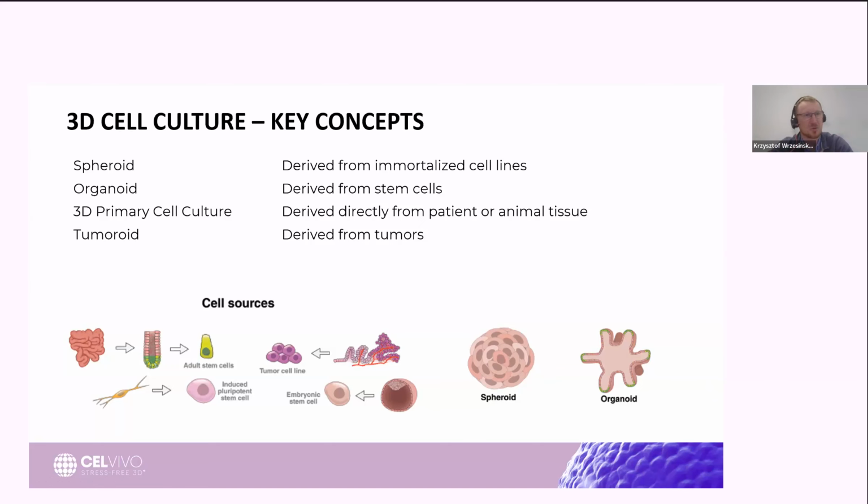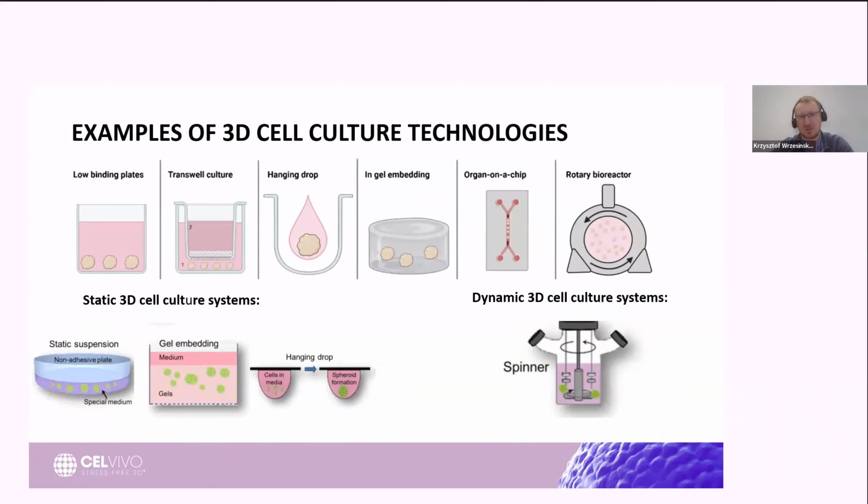But we can also create another type of division, and this one is based on the technology we use to support our living construct. In this division, there are basically two main groups. One is called static culture, where nutrient exchange is based on passive diffusion, and the other is called dynamic 3D cell culture, where the diffusion is improved by introducing technological functions such as agitation or media flow.